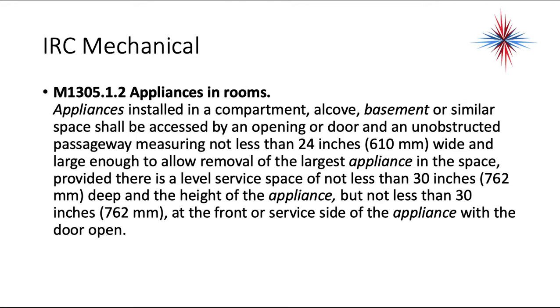Appliances in rooms is covered under 1305.1.2. Appliances installed in compartments, alcoves, basements, or similar spaces shall be accessed by an opening or door with an unobstructed passageway measuring not less than 24 inches wide and large enough to allow removal of the largest appliance in the space, provided there's a level service space of not less than 30 inches deep and the height of the appliance, but not less than 30 inches at the front service side of the appliance with the door open. In other words, you've got to be able to get in there to service the equipment, and you have to be able to remove the equipment.